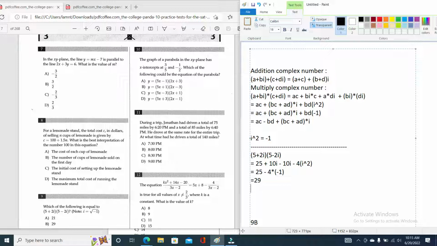Okay. So let's do an example for you here. What if we just do the addition with these two numbers? So it's not multiplication anymore, just addition. 5 plus 5 is 10, and 2i minus 2i is 0. So it's actually 10, because 2i and minus 2i cancel out. So anyway, let's do number 10.